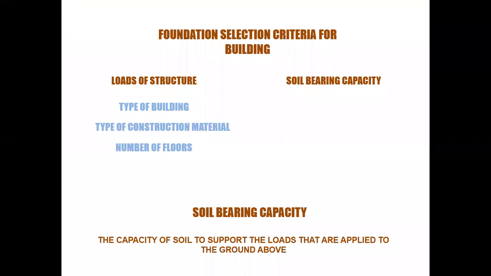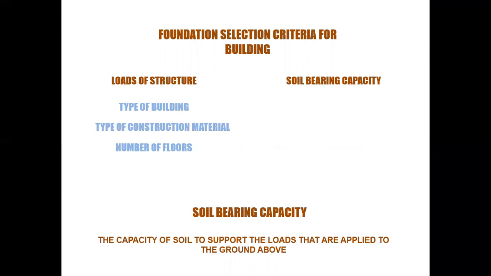So foundation selection criteria for building is defined by two parameters. One is load of structures and second is soil bearing capacity. Type of building defines the load of structure. Similar way, type of construction material and number of floor defines load on structure as well. Other parameter which define foundation system is soil bearing capacity.